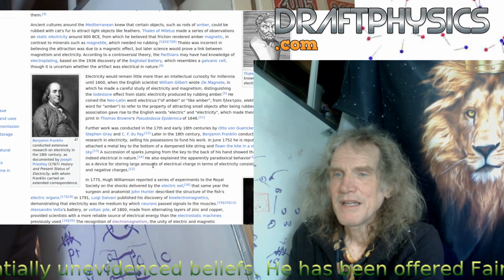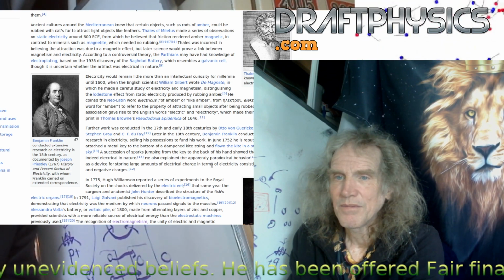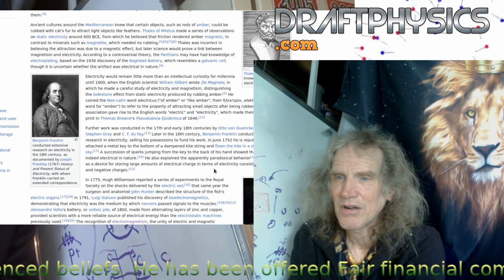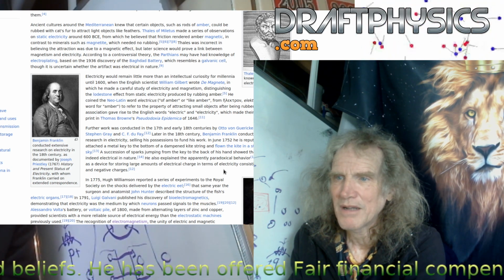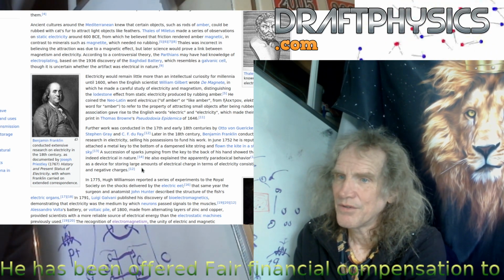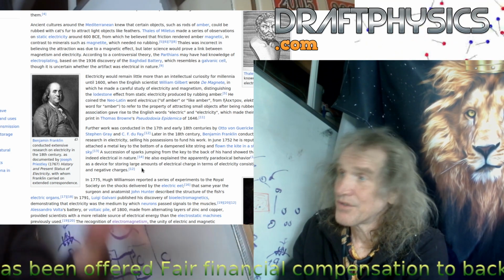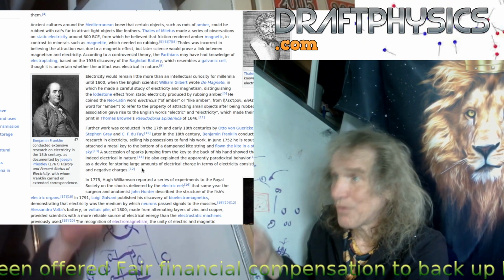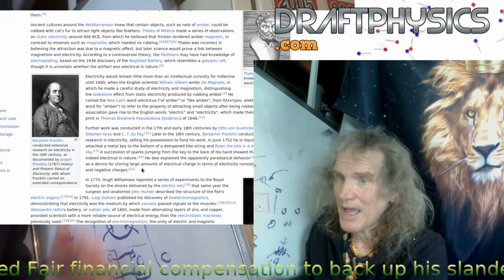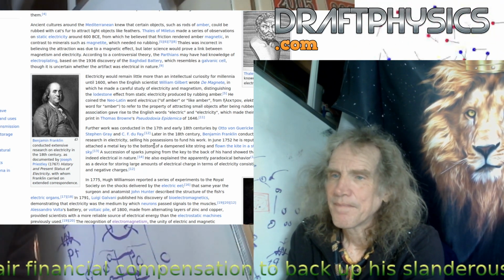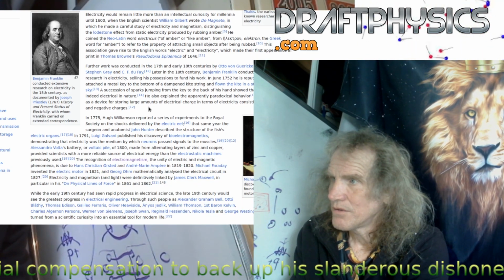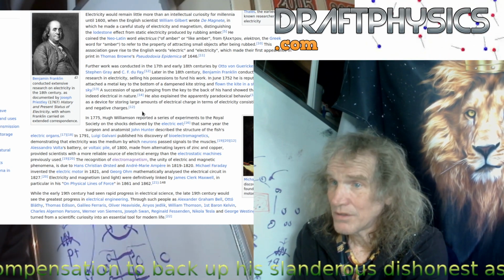He also explained the apparent paradoxical behavior of a Leyden jar as the device storing large amounts of electric charge, in terms of electricity consisting of both positive and negative charges. So, not really. It's just that you're using an insulator and you're storing the charge where it can't get away, can't go anywhere. So it's stuck on the individual atoms of the glass. And so you're just taking advantage of something that can store charge, but it can't move charge.